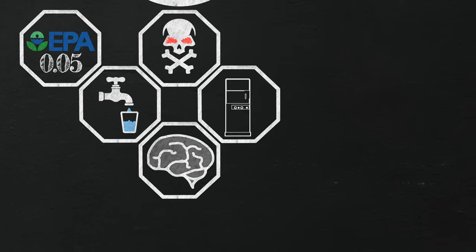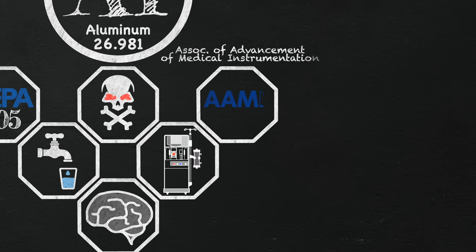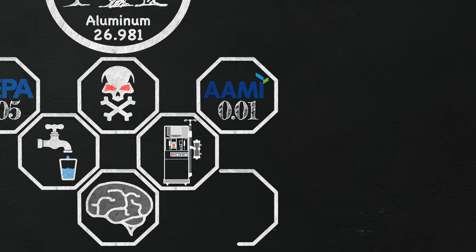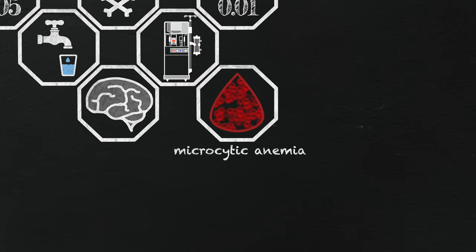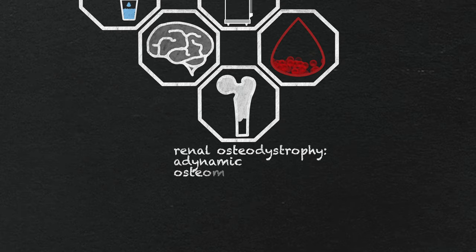Prior to widespread use of reverse osmosis in the treatment of water, dialysis patients were at high risk for chronic exposure, which led to many neurological abnormalities, microcytic anemia, and bone toxicity.